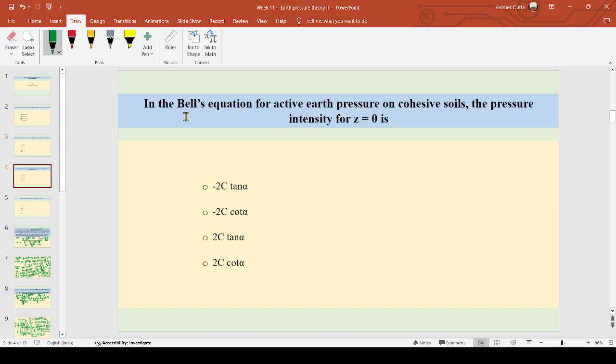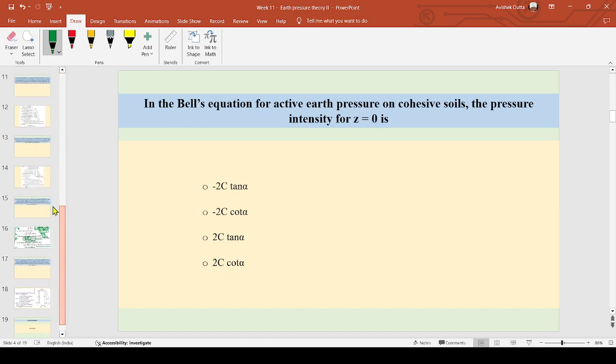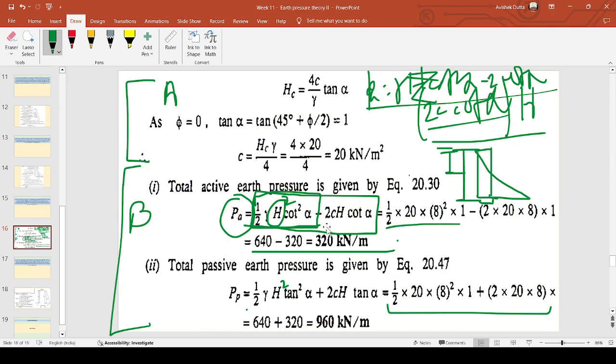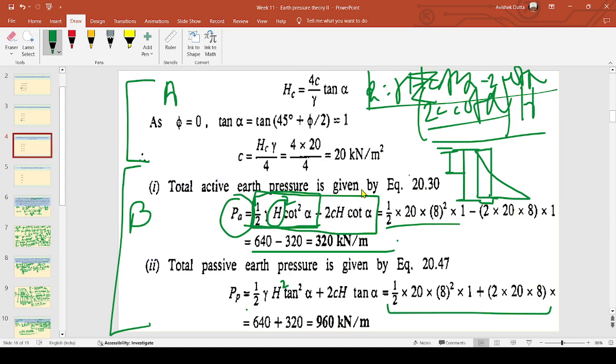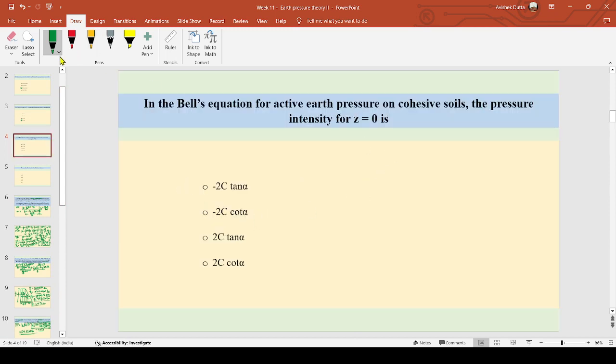Bell's equation. That is the equation I have used over here. This is the Bell's equation. Pressure intensity, PA equal to gamma H. In the Bell's equation, what is the answer? Minus 2C cot alpha for Z equal to 0. Yes, very good. Now, instead of giving in a square root of Ka, it is given in the alpha form. Same thing.